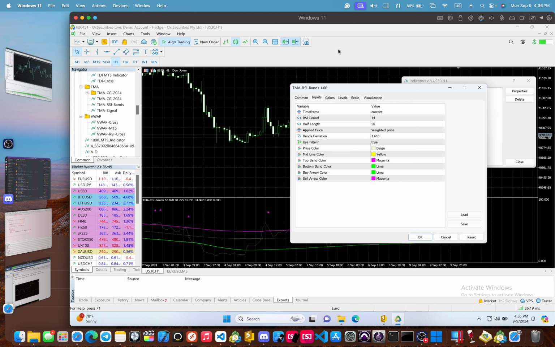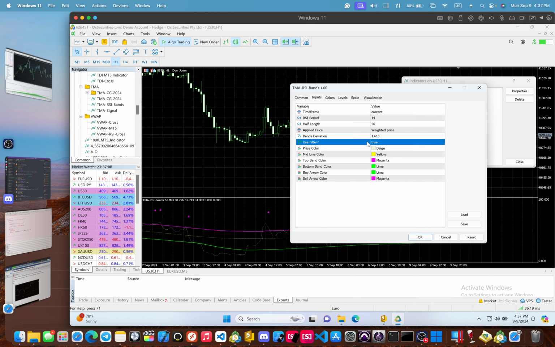So let's go over the inputs and then we'll look at the chart. All of these inputs from the half length down to the band's deviation are exactly the same as in the TMA-CG. What's added in here is an RSI period. This is for, again, the RSI of moving averages.